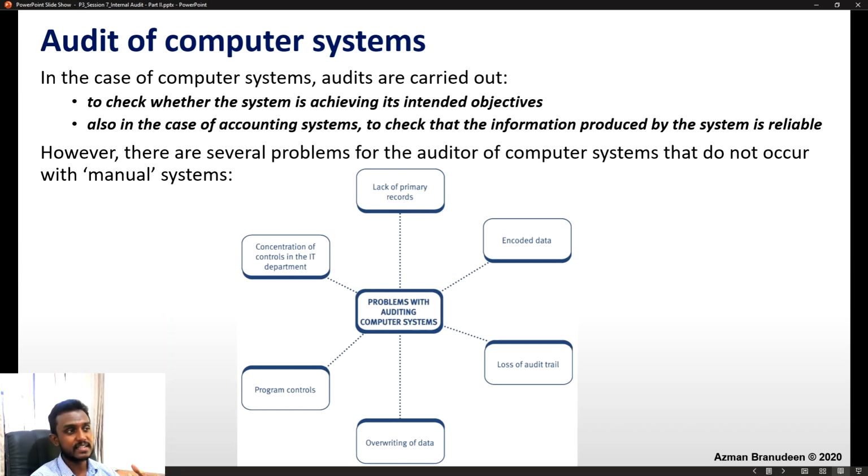Yes, indeed. There can be some lame issue, some space problem, some wrong algorithm, some wrong macro written, and the same file, just a simple copy paste and overwriting can completely delete an audit trail. Program controls can be there, and a concentration of controls in the IT department. It could be either misleading, it could be either inappropriate. These are the problems you can encounter with auditing computer systems.